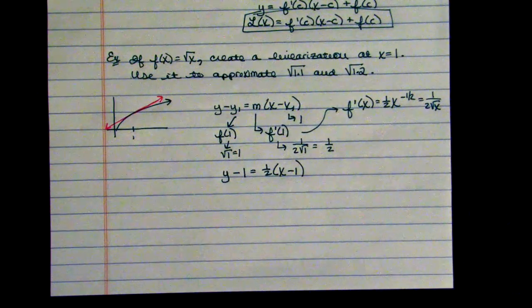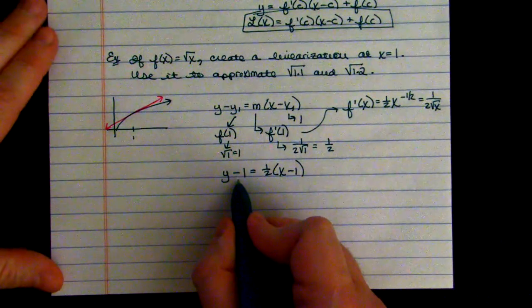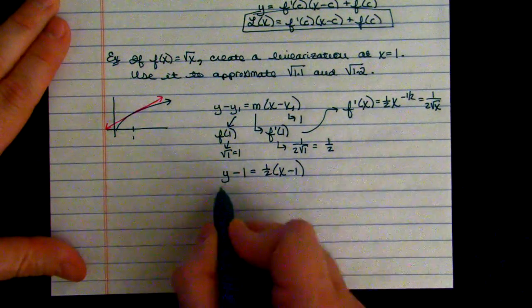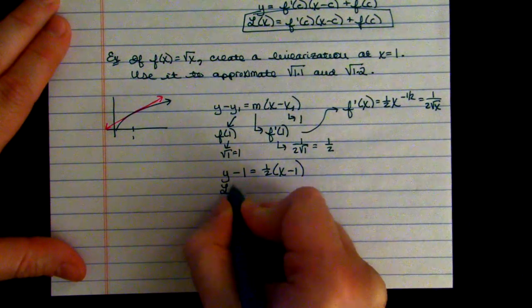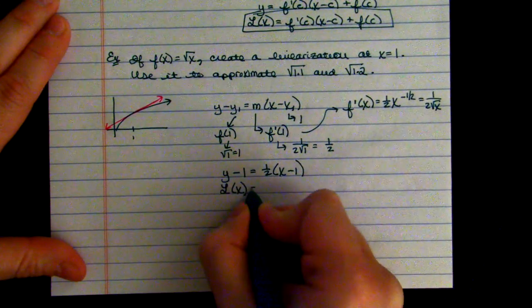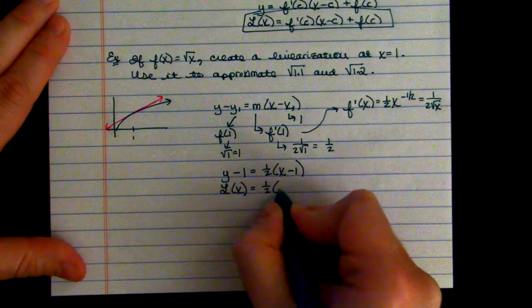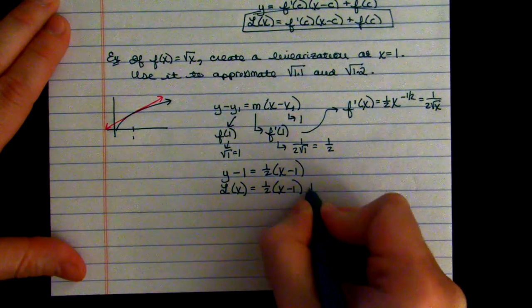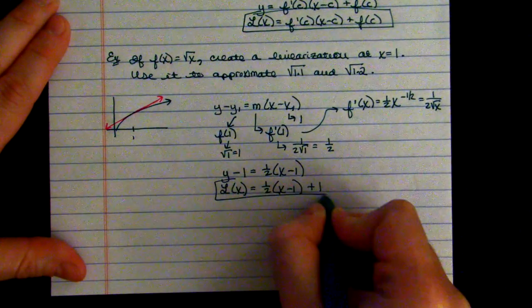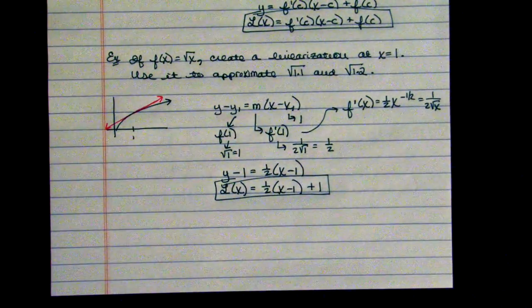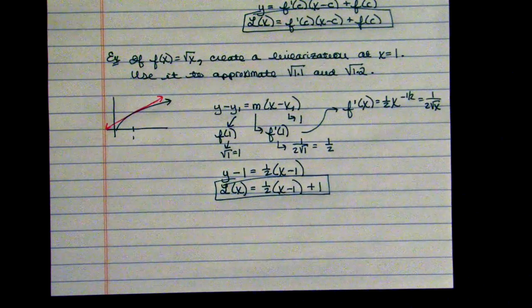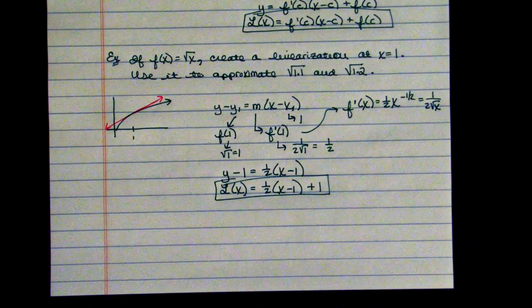To turn it into a linearization, all I'm going to do now is add 1 and replace the y with an L of x. My linearization is L of x equals 1/2 times x minus 1 plus 1. That is my linearization. I don't want to distribute the 1/2. You'll see why in a moment.